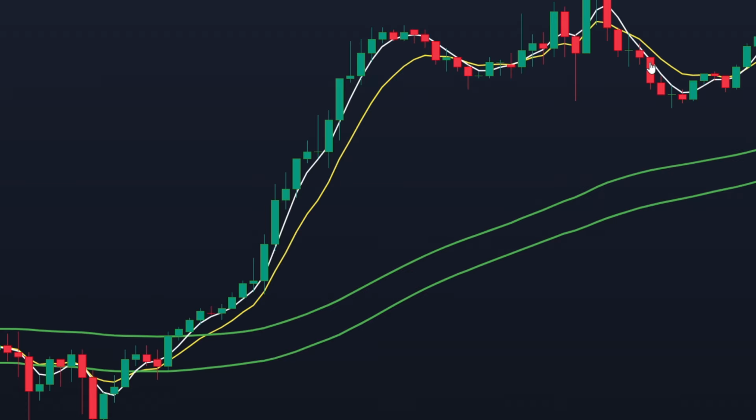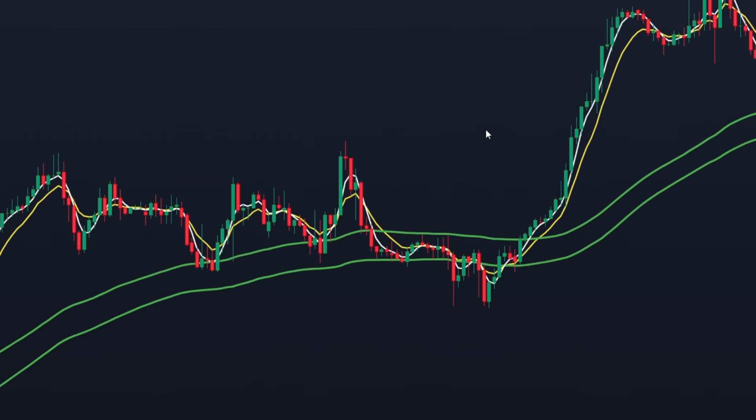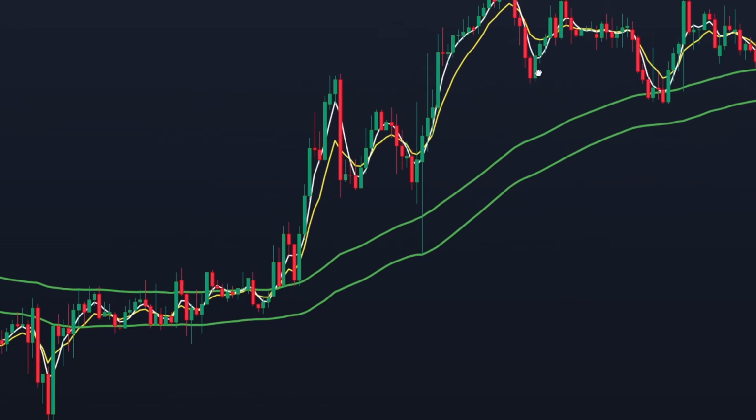This is a reversal strategy, not a trend continuation strategy, so we are only interested in catching the first pullback after a trend shift.